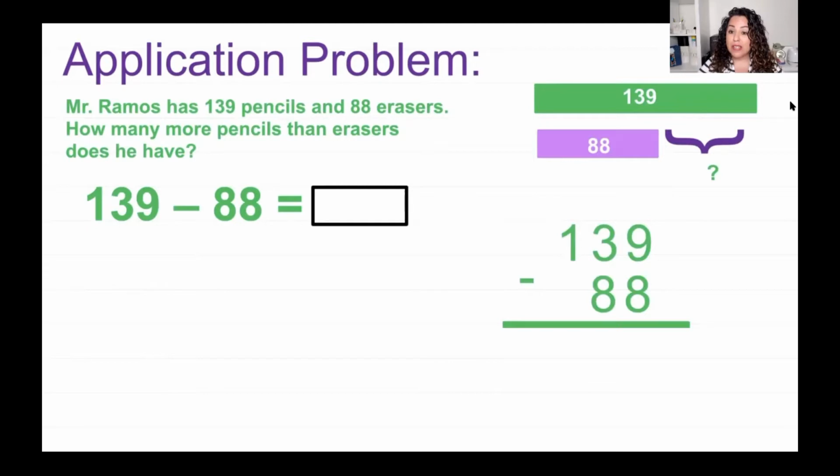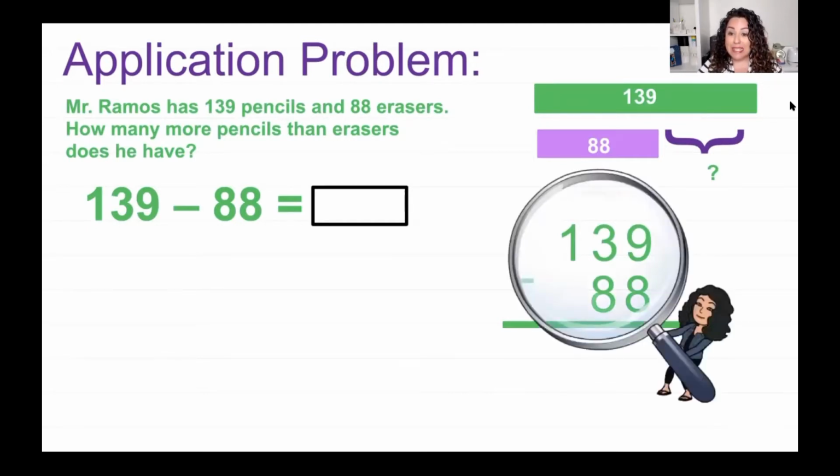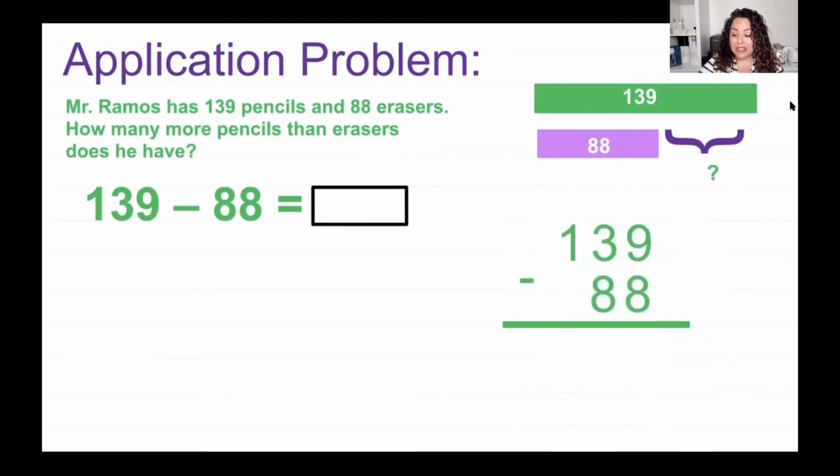So I'm going to look at the numbers in my ones place and the numbers in my tens place. When I look at the numbers in my ones place, I can see that I have more on the top, so no need to stop. That's going to be easy. And then when I get to my tens place, I have more on the floor, so when I get to my tens, I am going to have to go next door. So let's go ahead and get started.